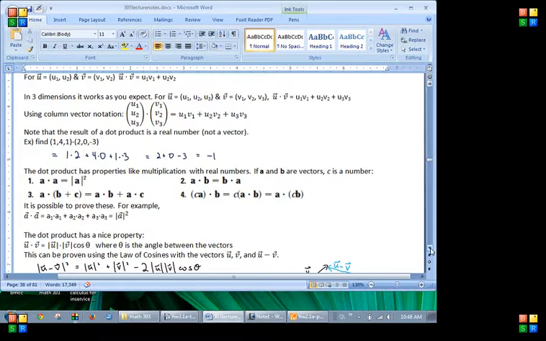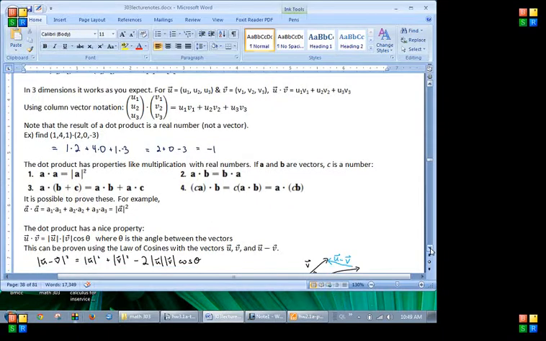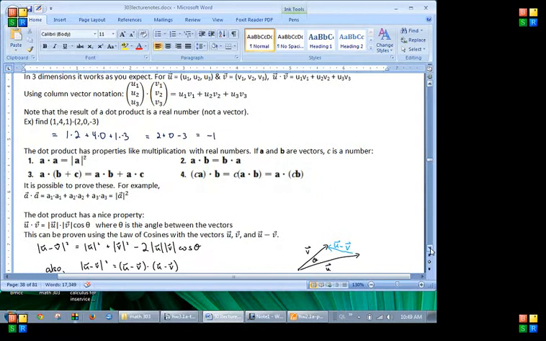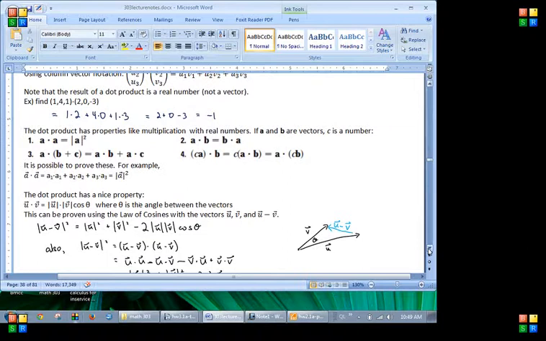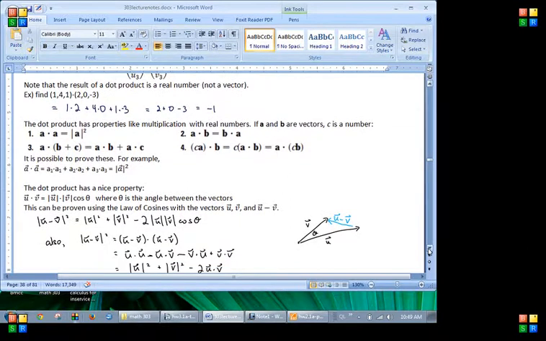For a property this nice, I think it's surprisingly easy to prove. The way you prove it takes a little cleverness. We use from trig and geometry the law of cosines, and you use the vectors u and v and u minus v. We introduced that before as part of a parallelogram. Here we don't need the whole parallelogram, we just need the triangle. Then you apply the law of cosines, and you do the calculations with some clever arranging of the terms, and you wind up with this statement.